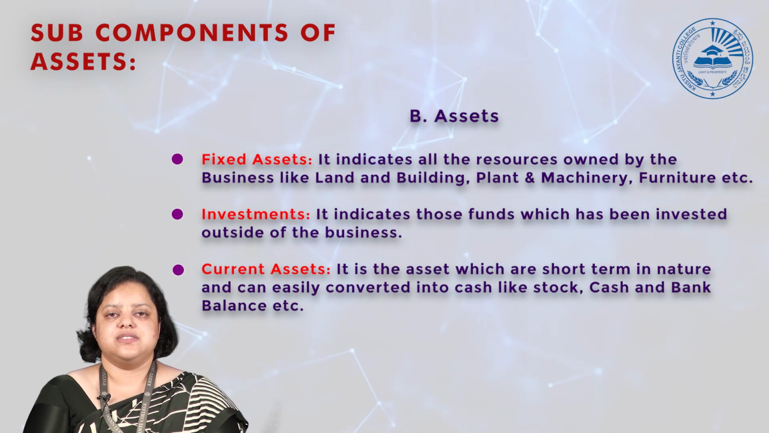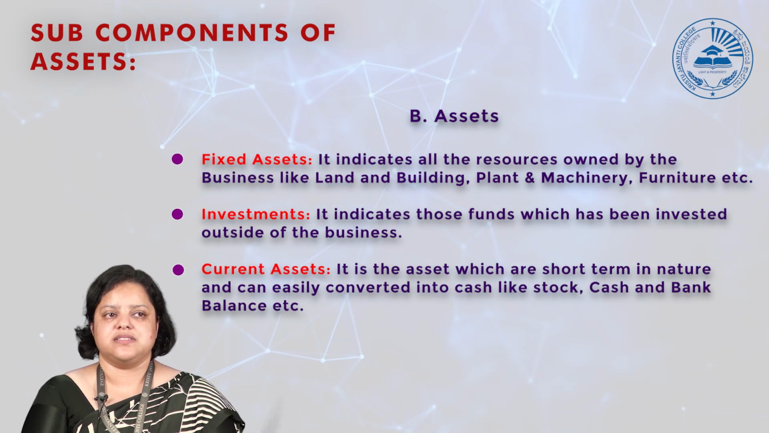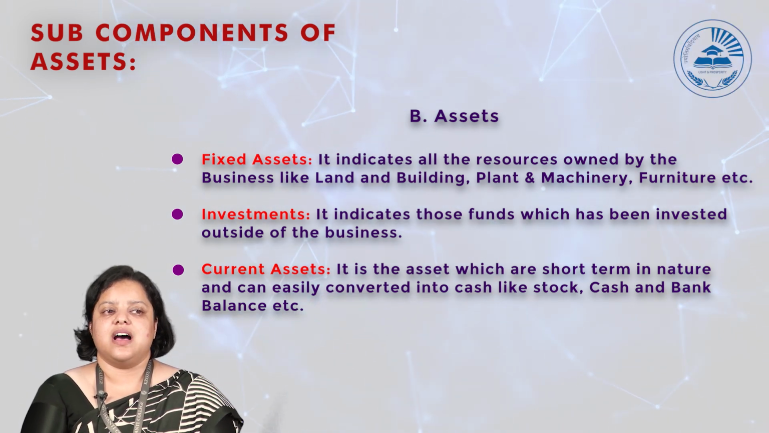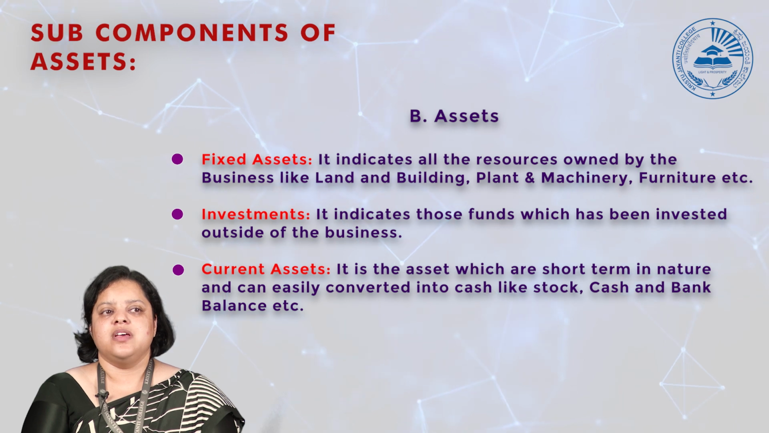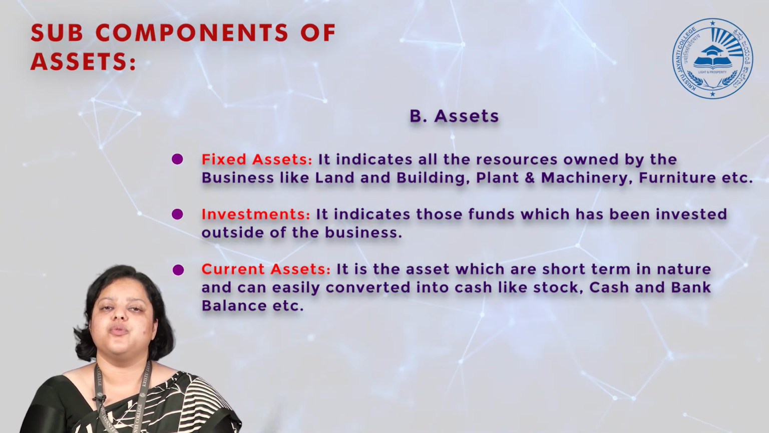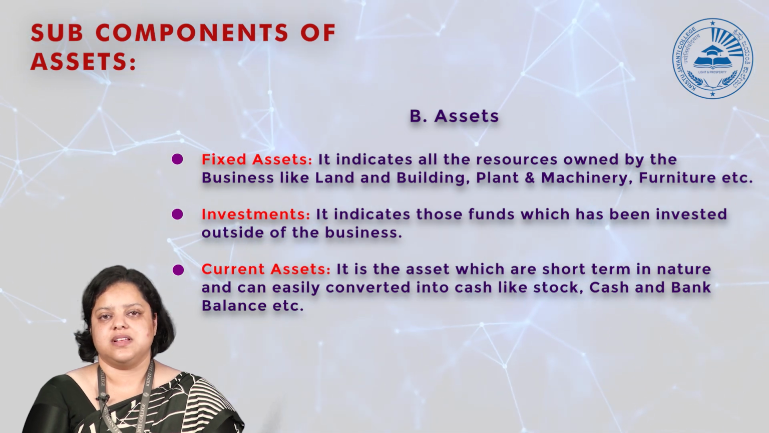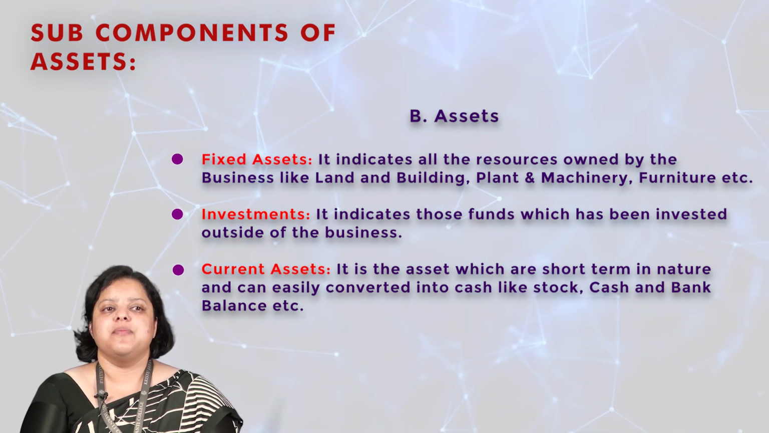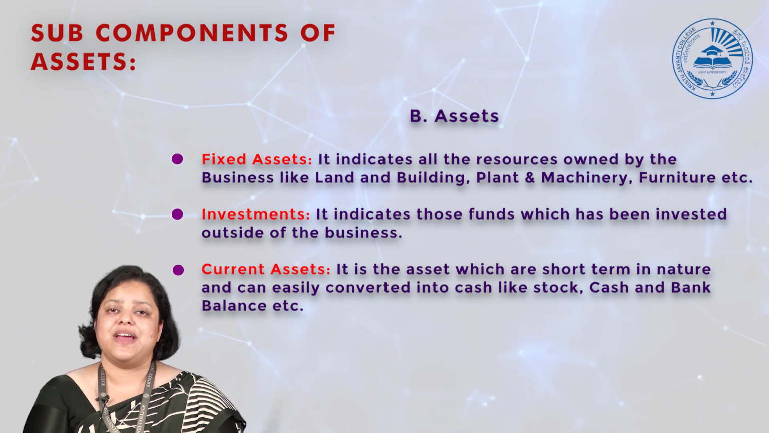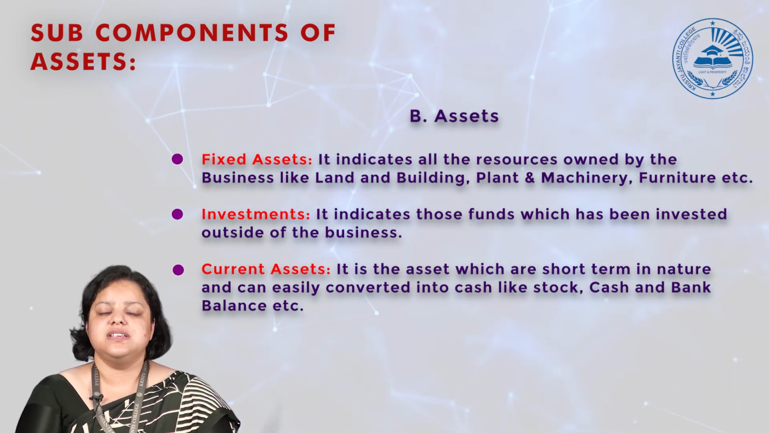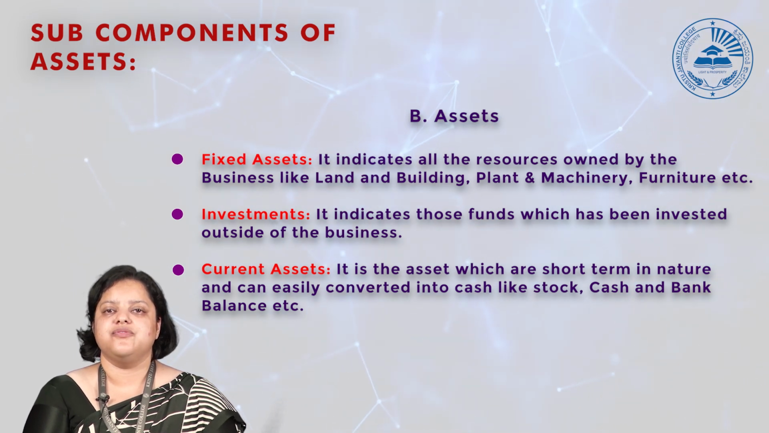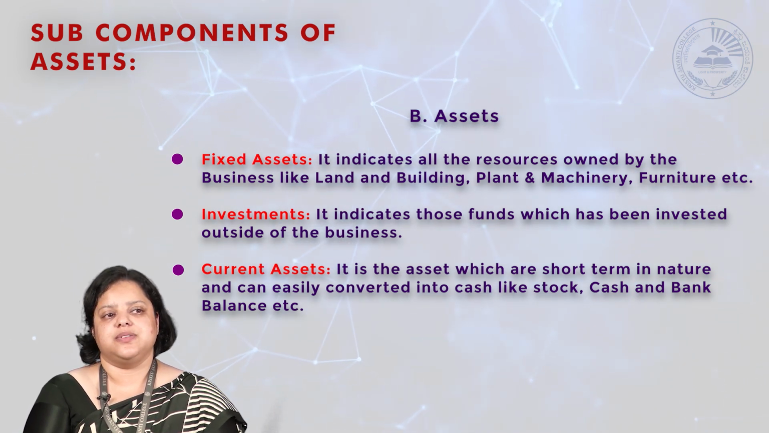Under assets we are having mainly three subheadings. First one is fixed asset, second one is investment, and last one is current asset. Fixed asset indicates all kinds of resources which are owned by the business, like land and building, plant and machinery, furniture or any kind of license, patents, know-how. These are the assets of the company and they are all recorded under fixed assets in the balance sheet.